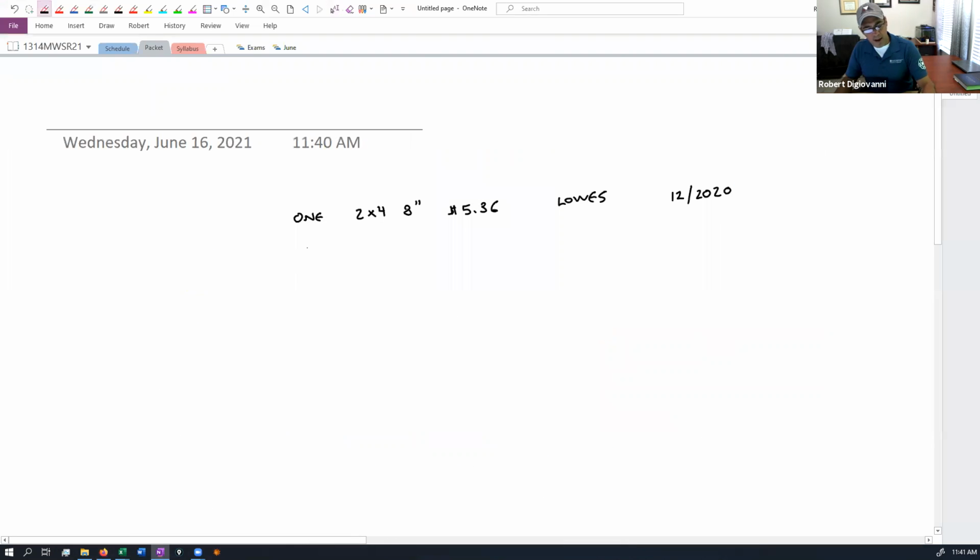So we have now, the same thing is $8.79 at Lowe's. And we're in 2021. So that's 6 months later. What's the percent increase? Why don't you see if you can figure that out for me? What's the percent increase? I'll give you a minute.